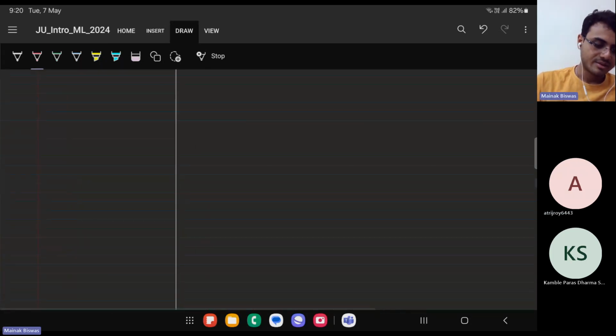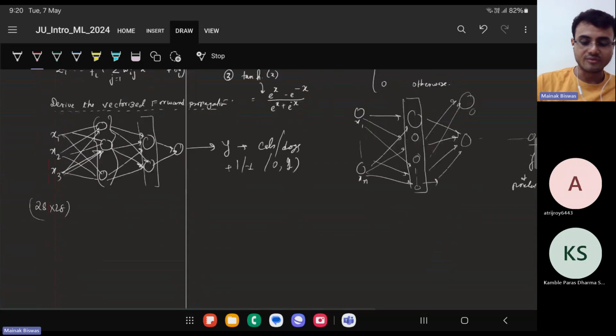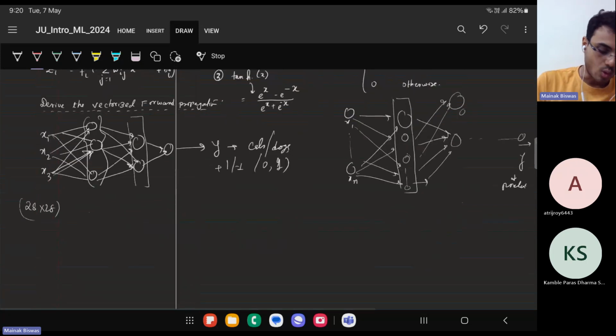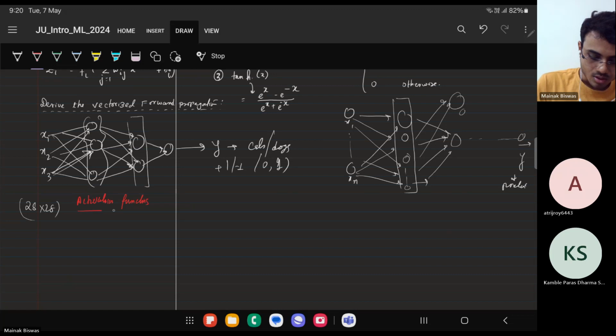That's the idea, so that will be learned. We'll see how to do that. But what are the activation functions that are used? We'll see now. But first, let us take the activation functions first.